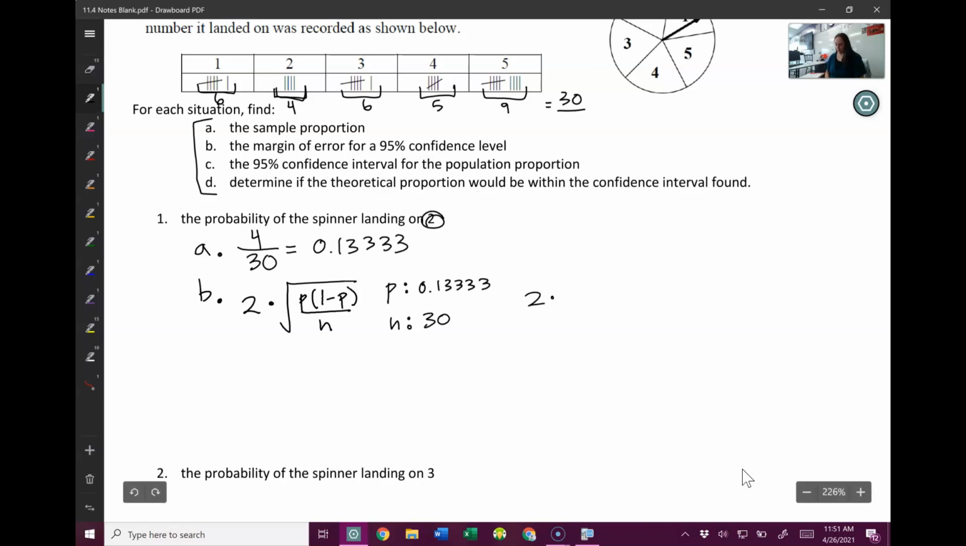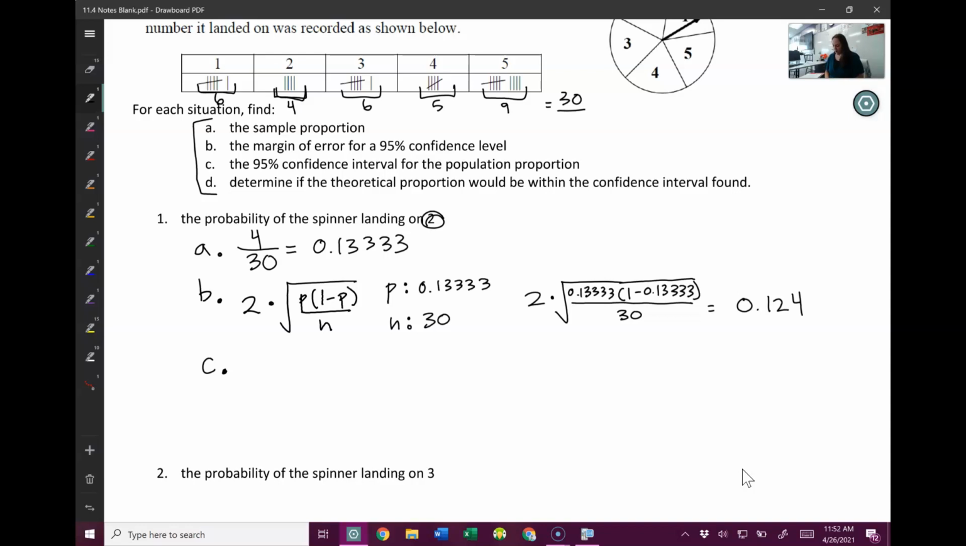So let's plug those in. So we get 0.13333 times 1 minus 0.13333, all over my 30 times that I spun it. Just type that into your calculator and you're going to get 0.124. So that is my margin of error. But that doesn't really mean a whole lot until I create a confidence interval from it.